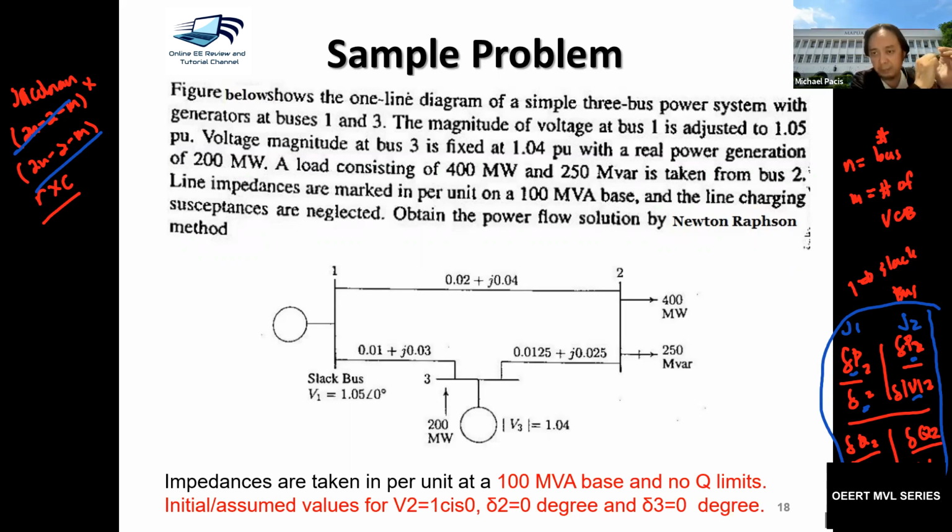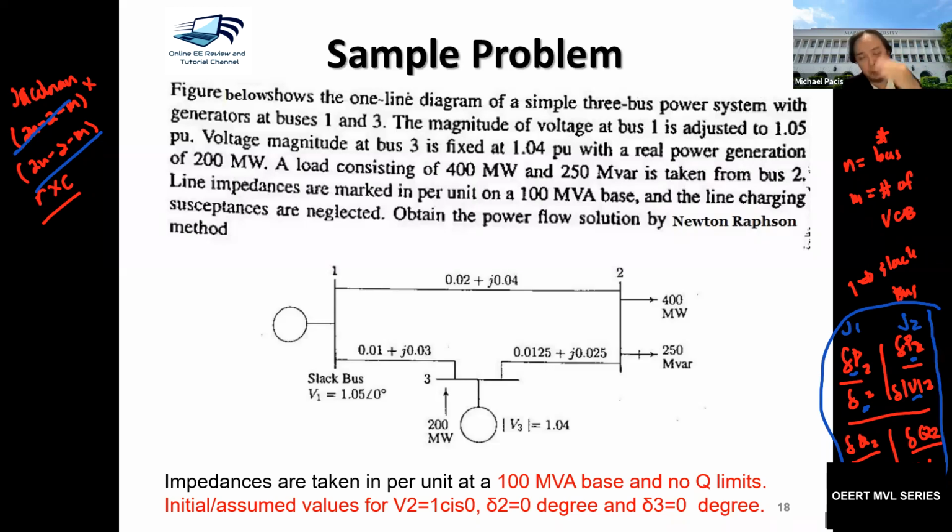Okay, let us have, we need to read the problem first here. This is problem number 4, the continuation. Kasi problem number 3 tayo last time. This is problem number 4 for Newton Raphson. The figure below has an SLD of a simple 3-bus system, which has 2 generators, which is bus 1 and 3. Bus 1 can be a slack bus. Okay, it's already given here. Always remember, bus 1 is a slack bus, so that the solution is in ascending order.